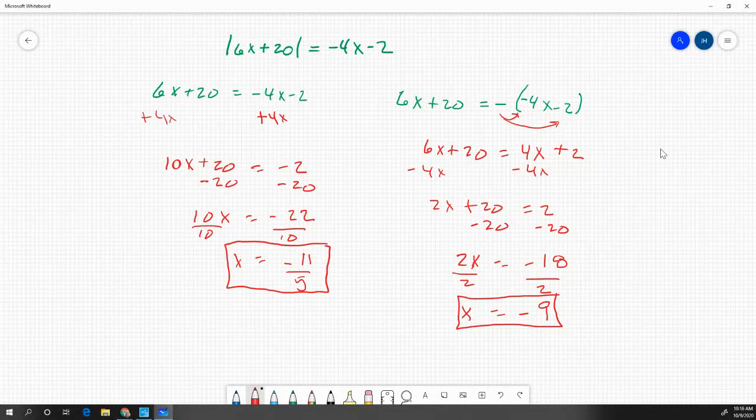And the main reason I wanted to show you is so that you understand that when you set it to the negative, you have to set that entire thing that it's equal to the negative. So you're going to have to make a grouping and then distribute that negative to each part, which will ultimately just change the sign of each part in the grouping.